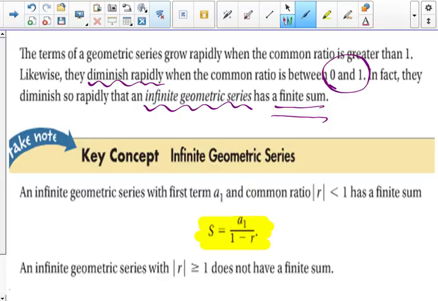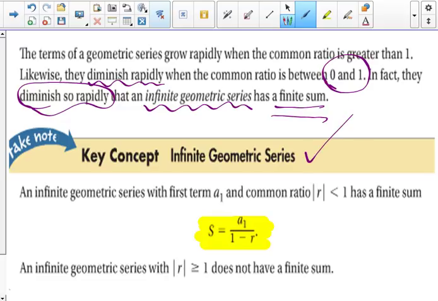Okay, sort of mind-blowing to think about, right? An infinite geometric series has a finite sum. Well, it's because they diminish so rapidly that it basically just might as well be 0, right? So let's look at our key concept on infinite geometric series.